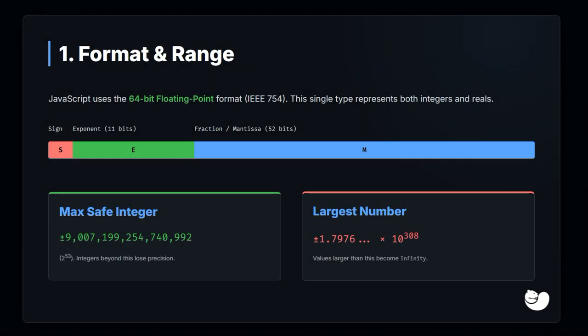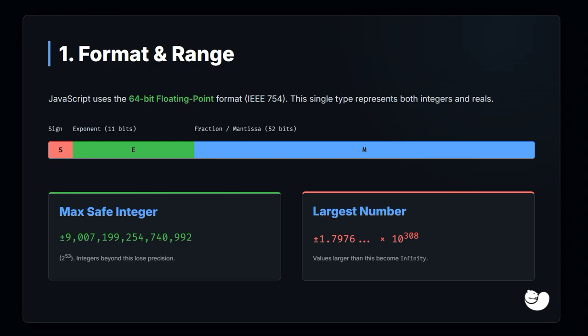The most critical fact to internalize is that JavaScript numbers are always 64-bit floating point values. This means there is no true integer type under the hood. Everything is a float. This format allocates 1 bit for the sign, 11 bits for the exponent, and 52 bits for the fraction or mantissa. Because of this finite space, there is a limit to how large an integer can be before it loses precision. We call this the maximum safe integer, which is approximately 9 quadrillion.